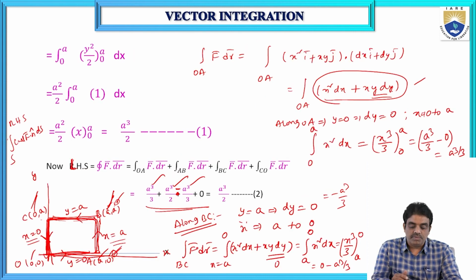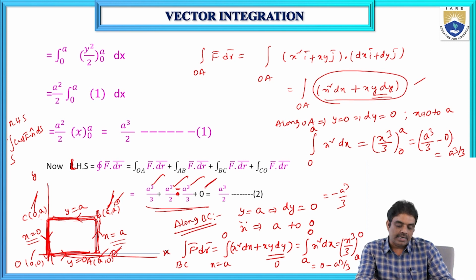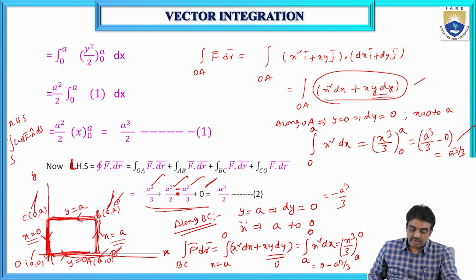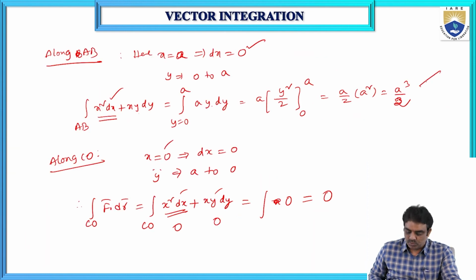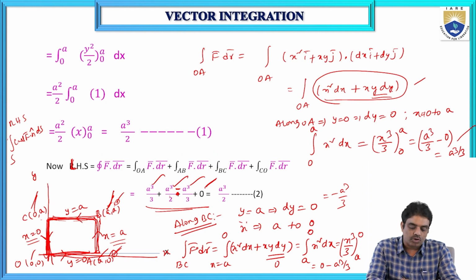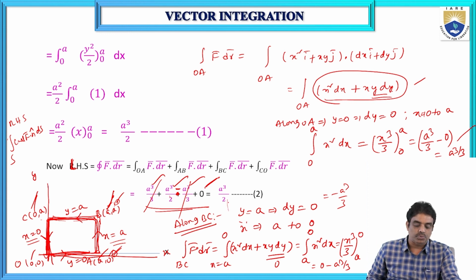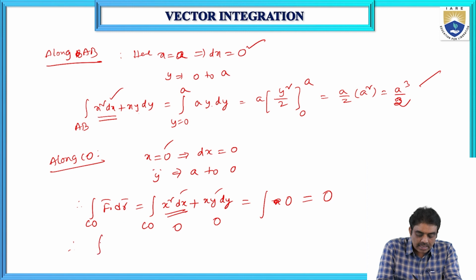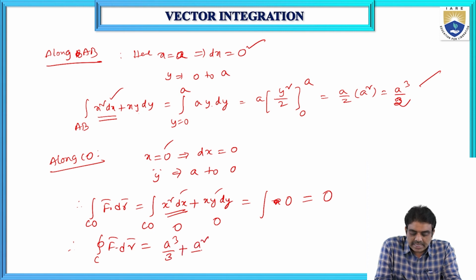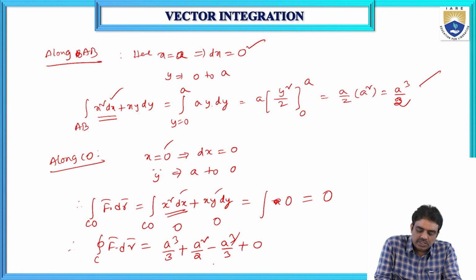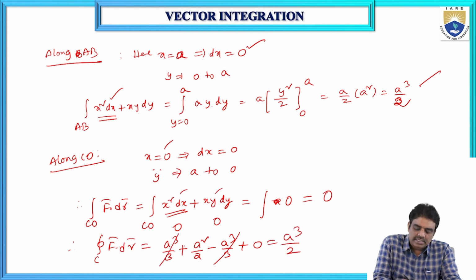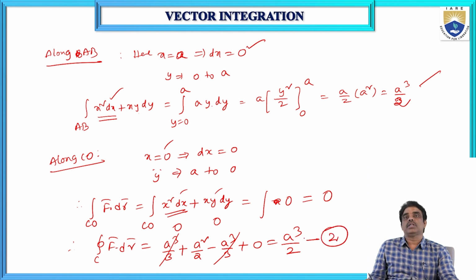You can observe that the fourth integral value is 0. The first integral value calculated is a cube by 3, the second integral value is a cube by 2, and the third value is minus a cube by 3, which we also mentioned here. The last integral value is 0. So a cube by 3 and minus a cube by 3 cancel, plus and minus. Therefore, the line integral along the closed curve C of f bar dot dr bar is equal to a cube by 3 plus a cube by 2 minus a cube by 3 plus 0. These two values cancel, and you get a cube by 2. That is called equation number 2.